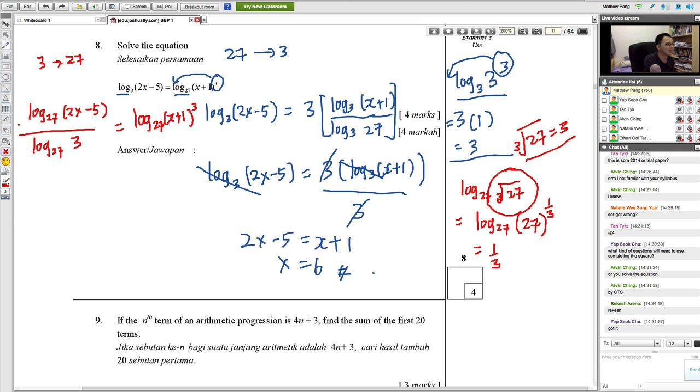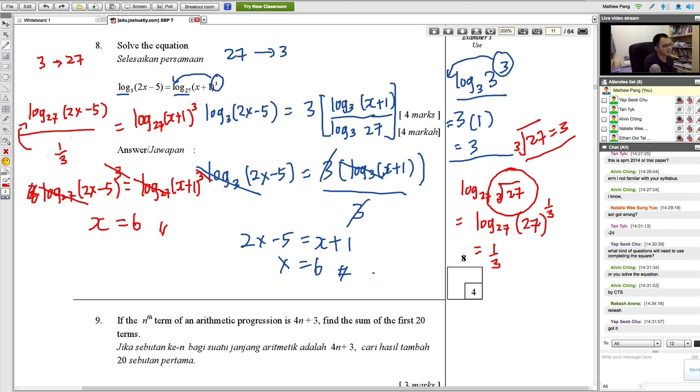But if you understand, what I can do over here is change log base 27 of 3 into 1 over 3. Dividing by 3 is the same as multiplying by 3 when you flip it over. So I will get 3 log base 27 of 2x minus 5, and this is log base 27 of x plus 1 to the power of 3, and then the 3 I can move back to become the power of 3. Then log 27 and log 27 I simplify, the power of 3 and power of 3 I cut, and I still get x equals 6.